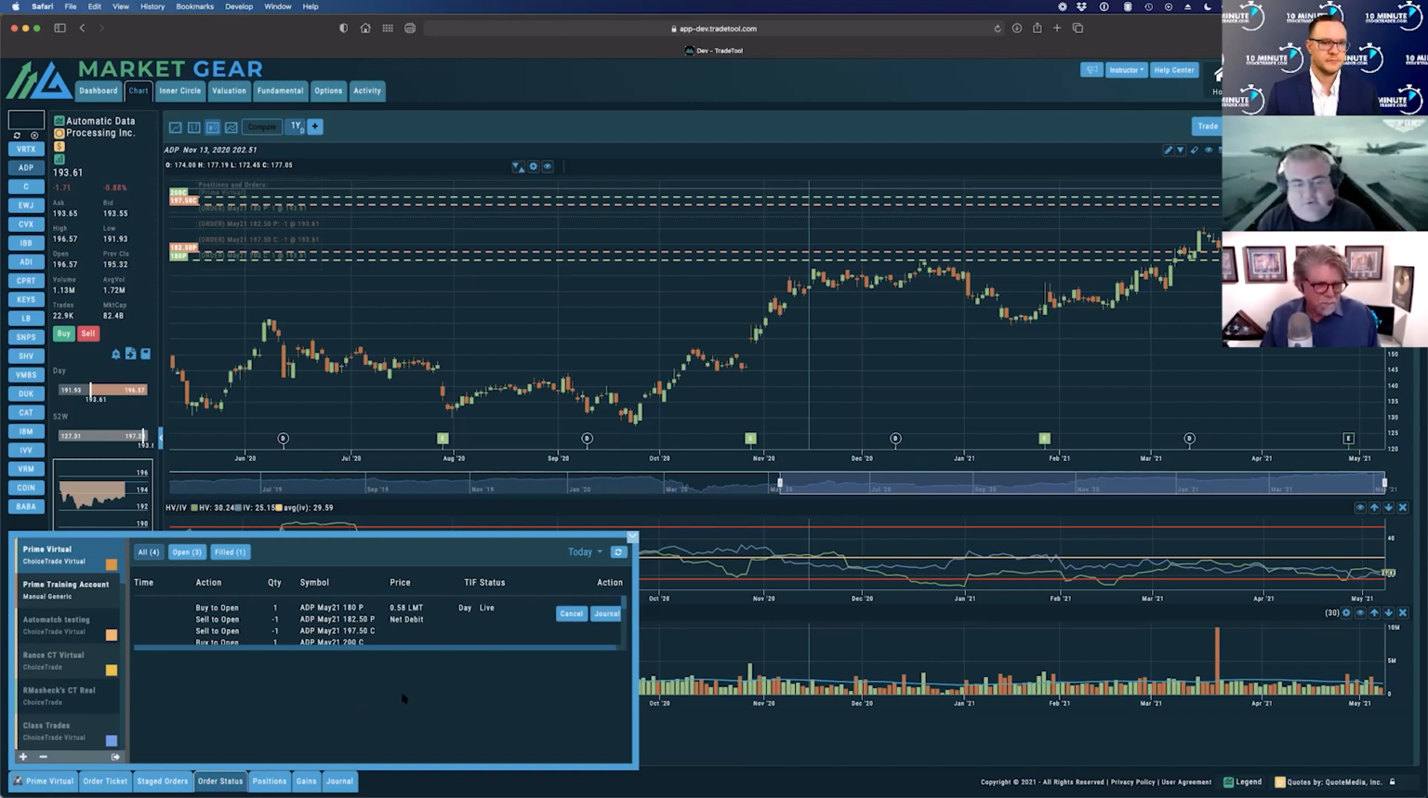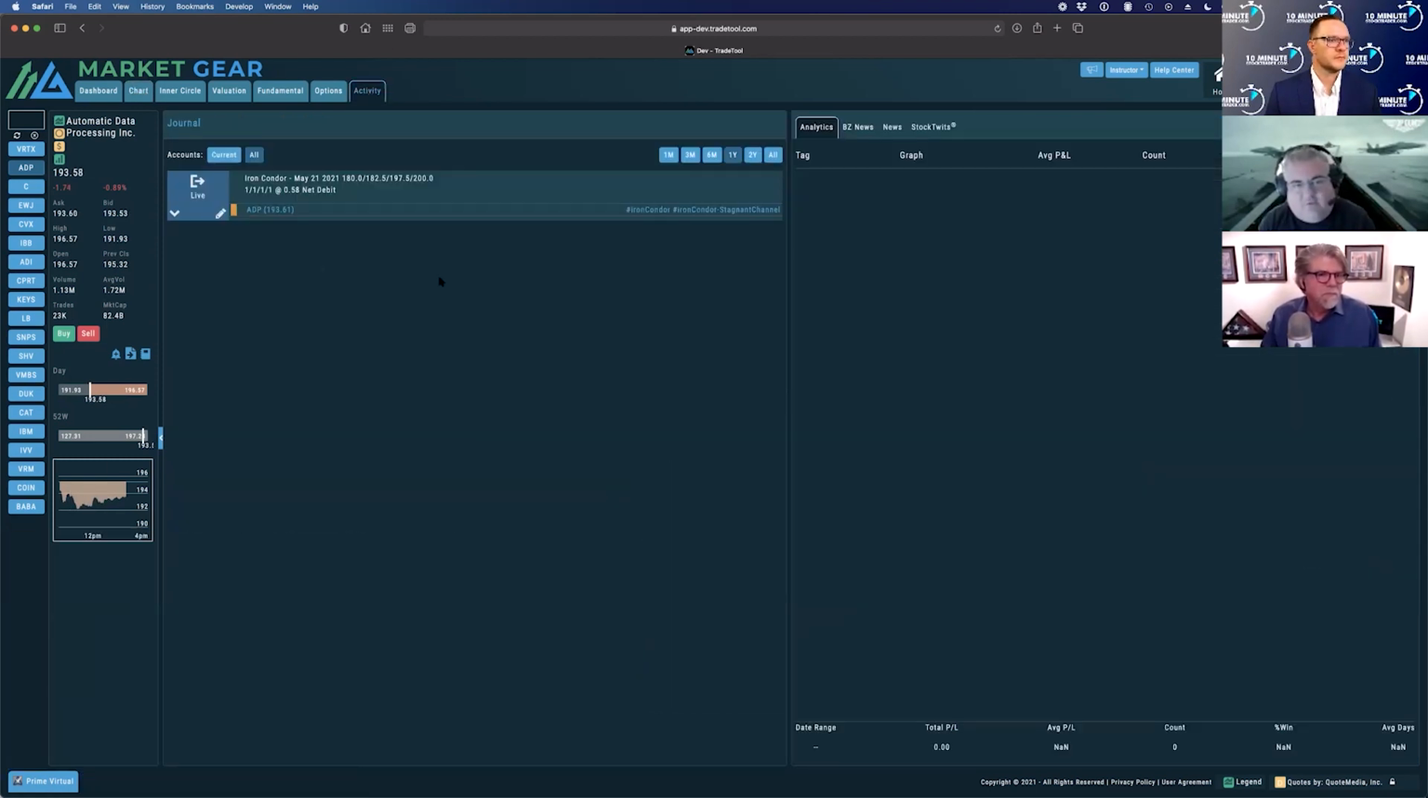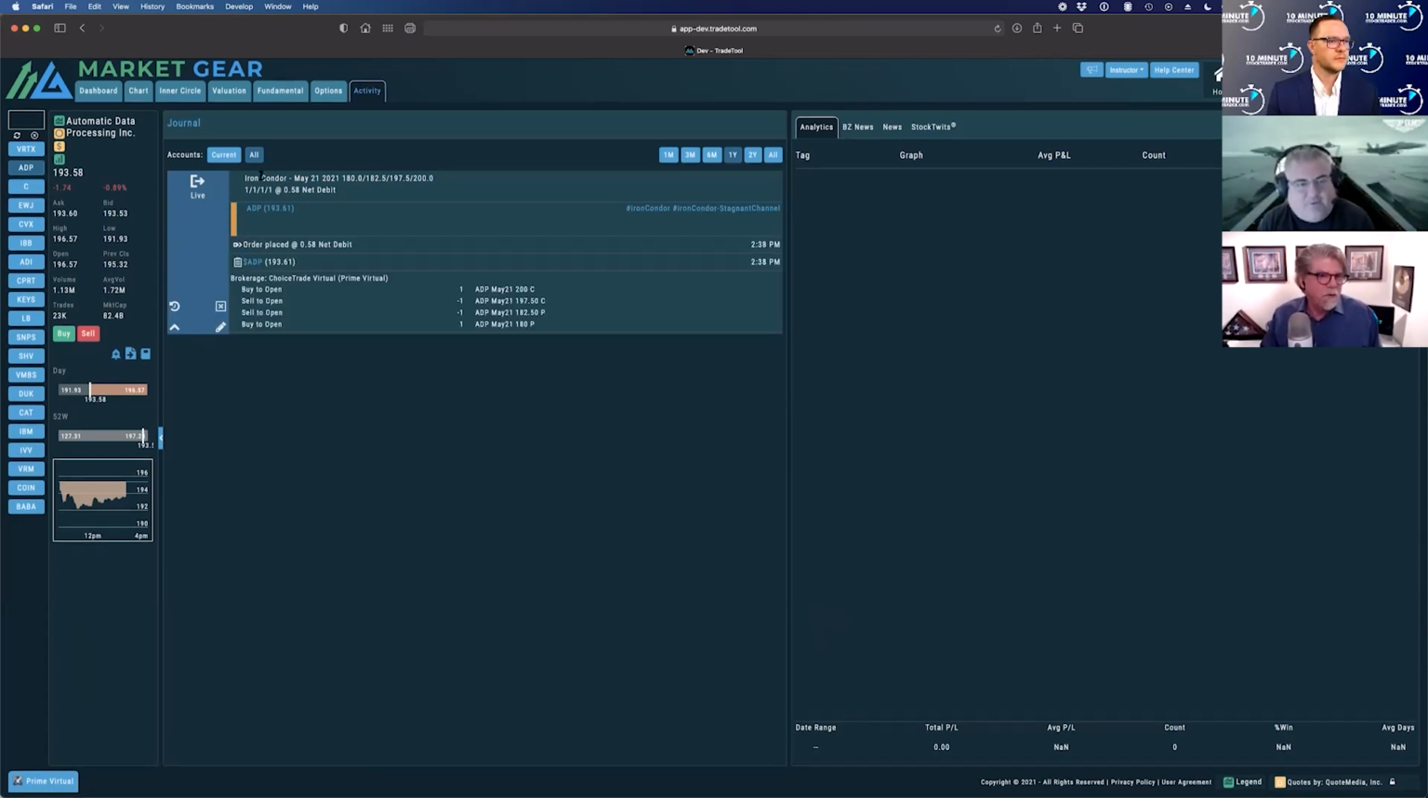Rance, could you pick either trade, please, and go into the journal for either one of them that you've placed? There's your Iron Condor. We just put it in, and it's in the journal, right? So it shows you exactly what it is. It says live. As soon as it fills, it'll say open. But look at the hashtags. It identified that it's an Iron Condor, and it identified that it came to us from the Iron Condor stagnant channel scan. That's really cool.